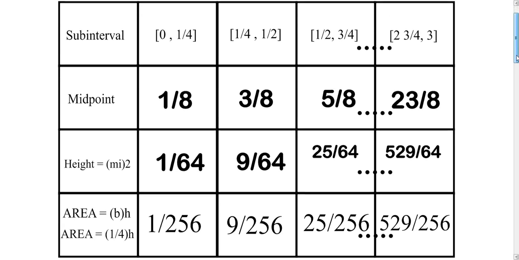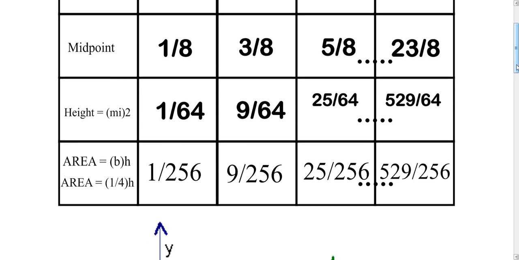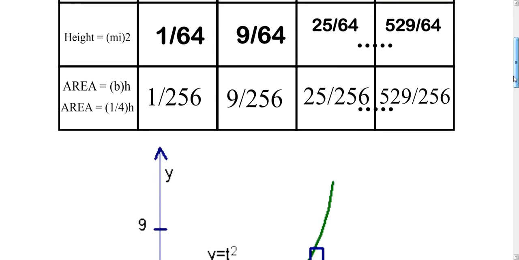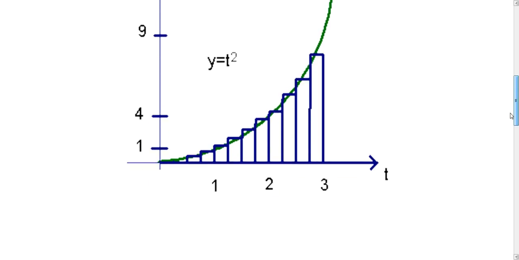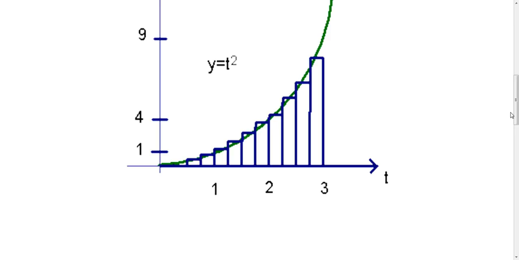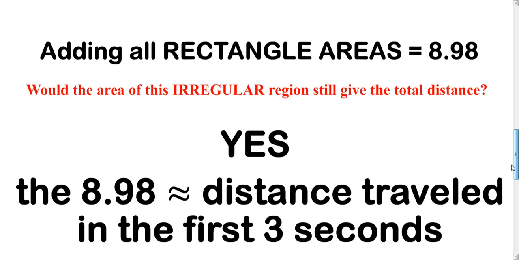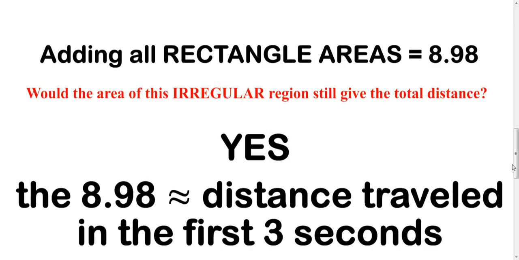I didn't show you all of them, but here they are. Notice I have a dot, dot, dot in here because I didn't show you every single interval, but that's what it would look like. There are lots of rectangles, and I'm adding up the area of every single one. I would add this answer plus this answer plus this answer, and add them all up. When I add them all up, I get about 8.98.